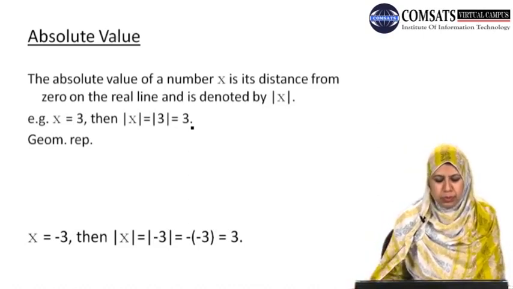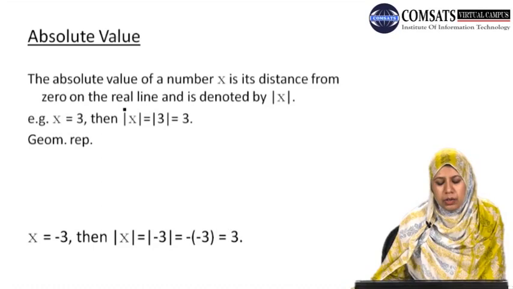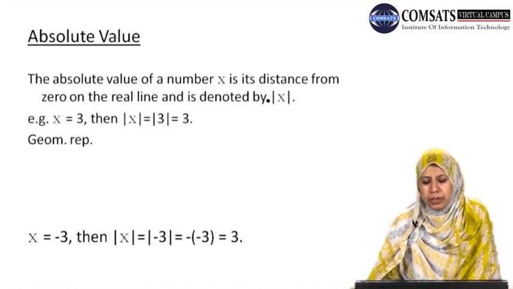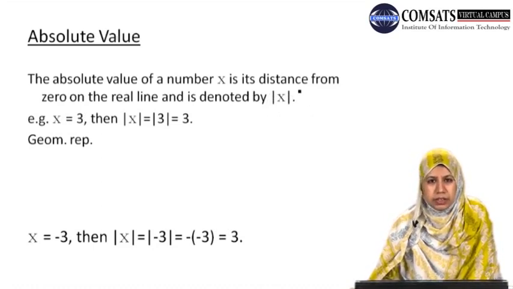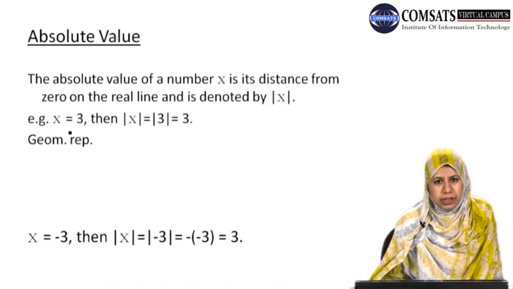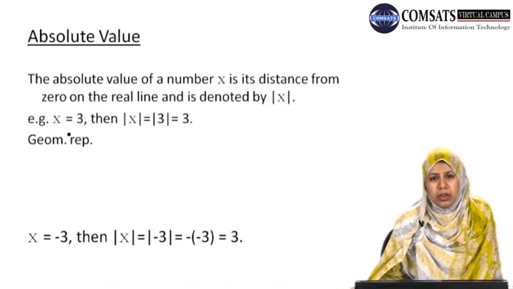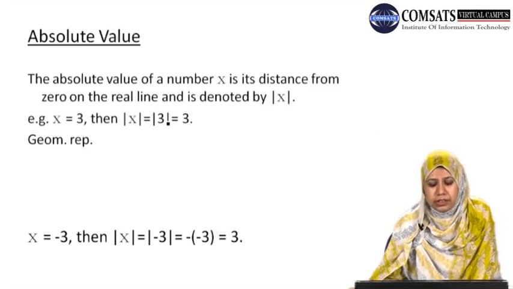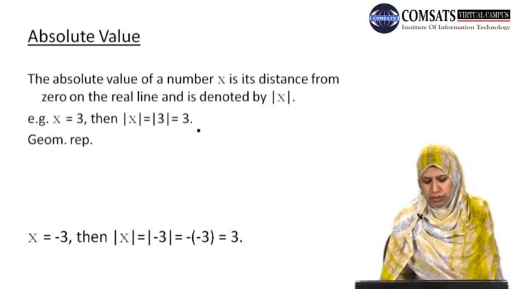Now how do we represent the absolute value by these vertical lines, single vertical line on the left side and single vertical line on the right side. Okay, if we have this number x equal to 3, how can we represent this number geometrically, or how can we use our real line system to represent this number x and the absolute value of this number, that is the distance of this number x on the real line.